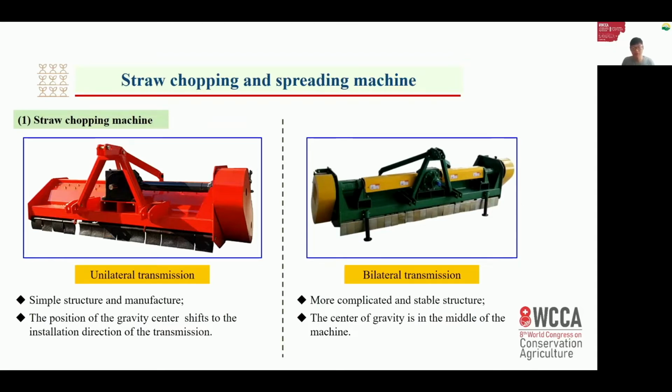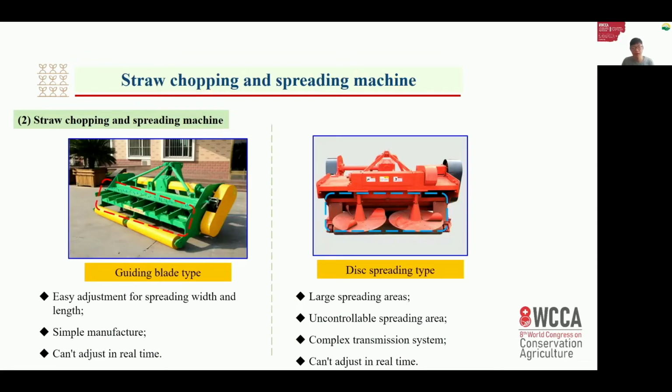The structure of the bilateral transmission machine is complicated but stable, and the center of gravity is in the middle of the machine. According to the spreading method, the straw chopping and spreading devices have two types: the guarding blade type and the disc spreading type. The guarding blade type allows easy adjustment of spreading widths and lengths, and the structure is simple. The disc spreading type has a large spreading area, but the spreading area is hard to control, and the structure is complex.